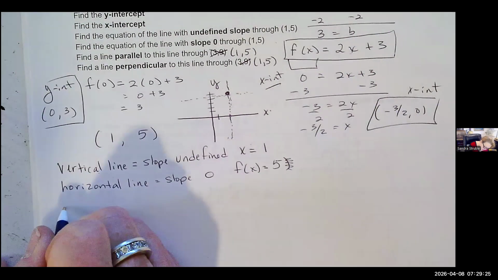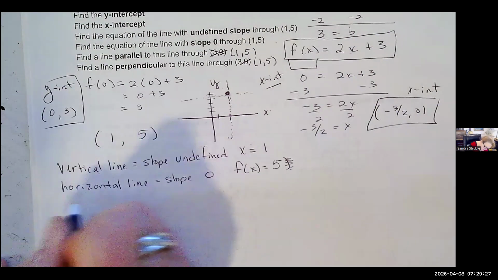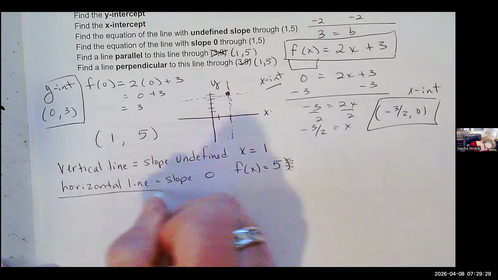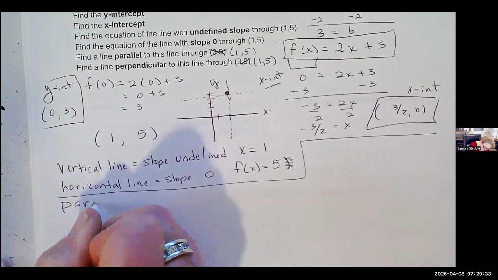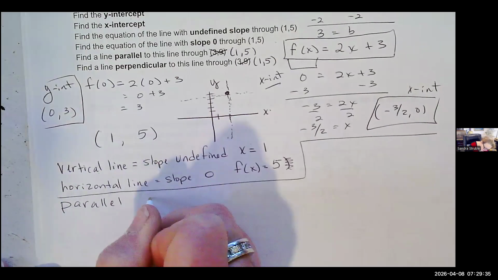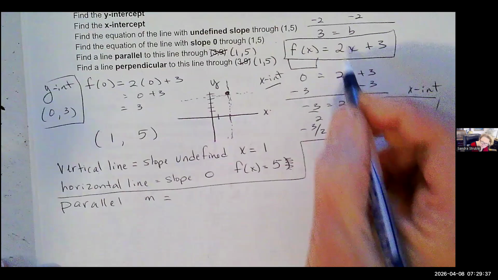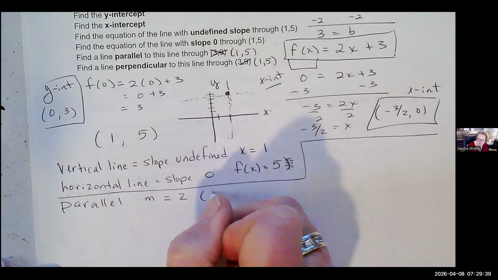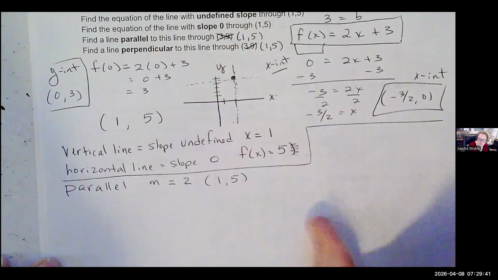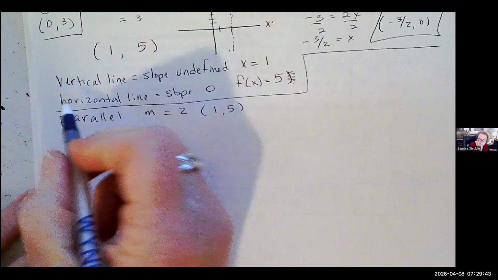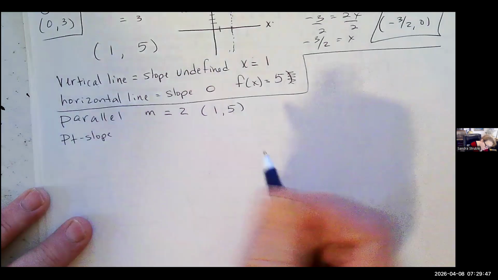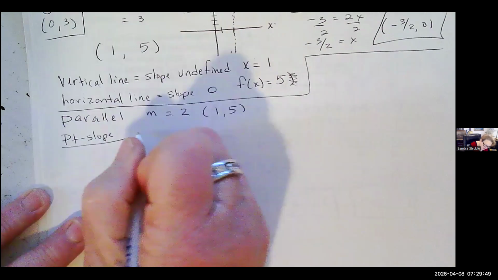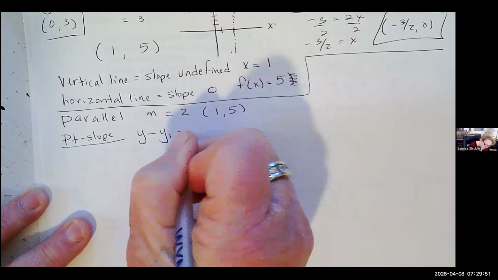Parallel, so that means the slopes are going to be the same for parallel lines. The slope is the same, so it is 2, and it's going through the point 1, 5. Now, I'm going to use my point slope formula. I used y equals mx plus b earlier. I'm going to use the point slope, and it's y minus y sub 1 equals m times x minus x sub 1. It's given to you on the front page.